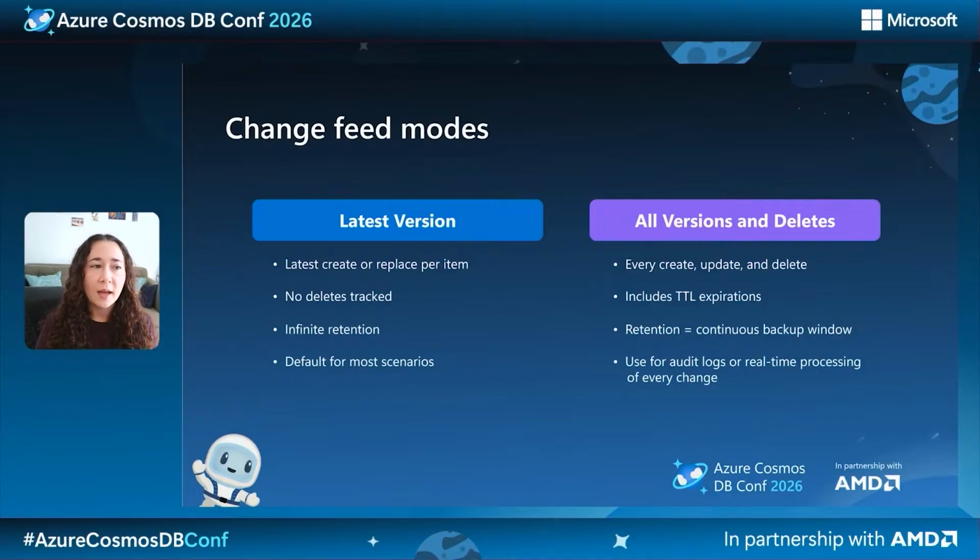Consider an application that is replace heavy, where you have a high volume of updates to a single item within a short period of time. For all versions and deletes mode, you would get every single update in the feed, whereas with latest version, you would only get the latest version per change feed pull. Depending on the needs of your application, each mode may be a better fit. So it's important to consider what your app is trying to do and choose the mode appropriate for your application.